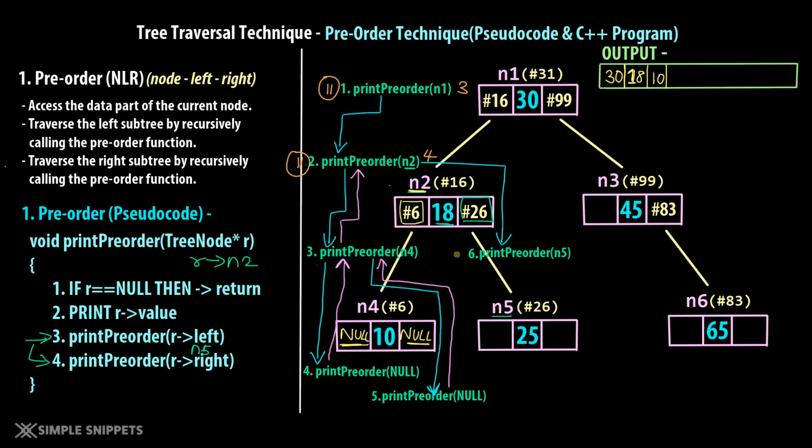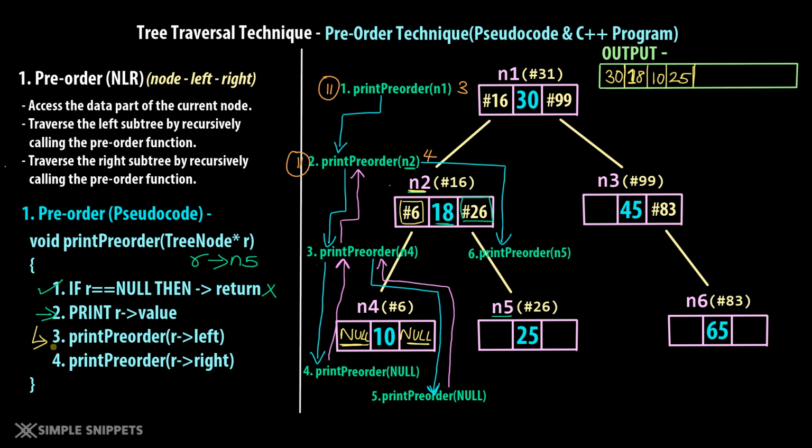Alright, so let's start the execution of this sixth print preorder. When you start the execution, r is nothing but n5. We check if r equals null, then return, but r is not equal to null. R is pointing to n5, so this step will not be executed. We go to step 2, where we say print r of value. R is n5. N5 has the value of 25, so 25 will be printed. Let's write 25 over here. So step 2 is done. Now we go to step 3.